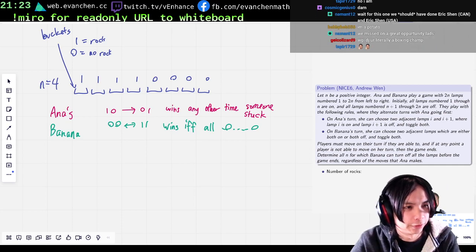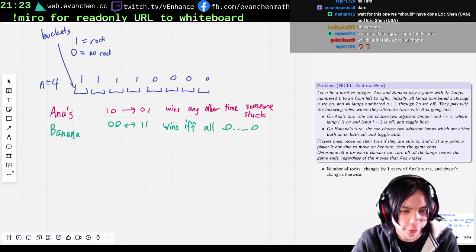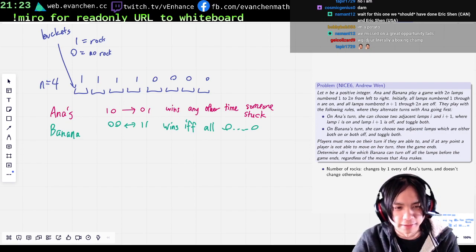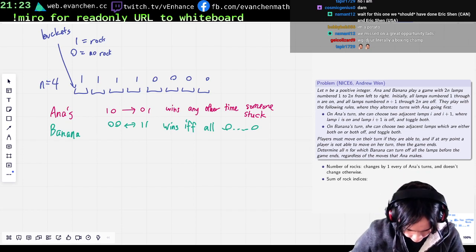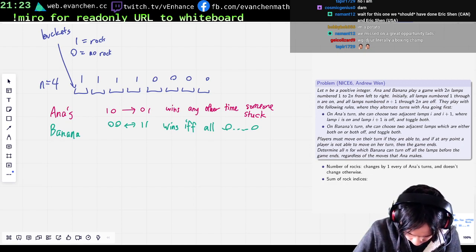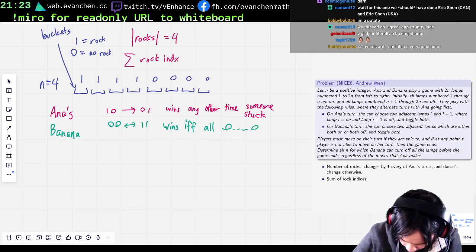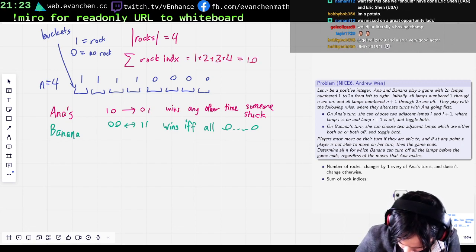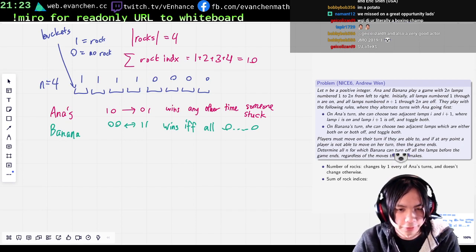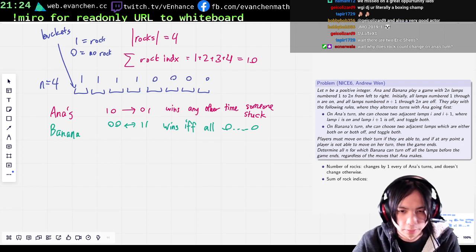So that is one example of an invariant. Another thing you can look at, which people are talking about for JMO 2019 because they also had a similar idea, is the sum of rock indices. What I mean is, for example, in here, the number of rocks initially is 4. So the number of rocks is 4, and the sum of the rock indexes is 1 plus 2 plus 3 plus 4 equals 10. And this changes by 1 every person's turn.